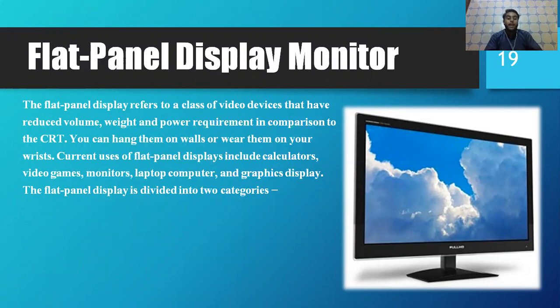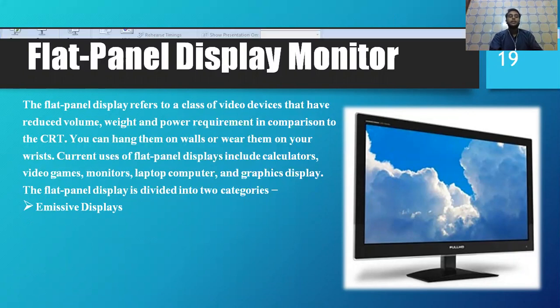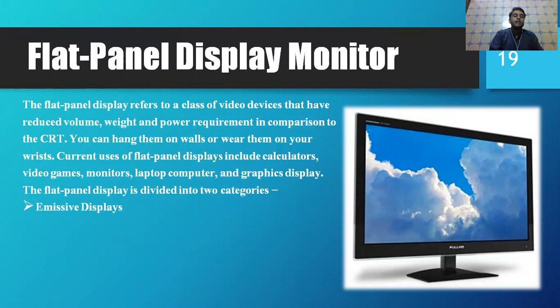The flat panel display is divided into two categories. Flat panel display: a class of video devices that have reduced volume, weight, and power requirements comparable to CRT. You can hang them on the walls or wear them. Current flat panel uses include video games, monitors, and graphic displays. The flat panel display is divided into two categories.